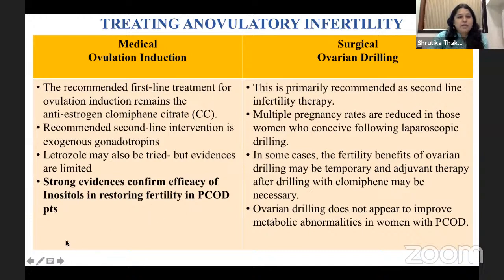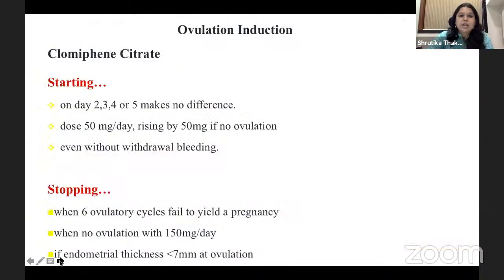There is also strong evidence that confirms the efficacy of inositols in restoring fertility in PCOD patients. Unfortunately, all the guidelines currently mention that myo-inositol as well as metformin are second line drugs. But you have to read between the lines with regard to this evidence. We have to understand which patients we should give myo-inositol and metformin. I'm going to talk a little more in detail about it a little later. But presently, coming to ovulation induction medicines, we have clomiphene citrate, which we can start at a dose of 50 or 25 milligrams from the second, third or fourth day.